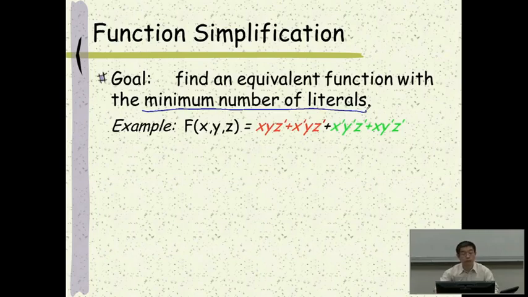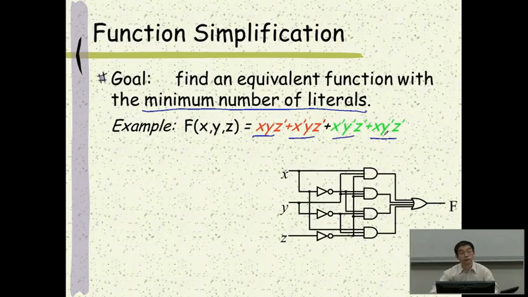So for example, I have this function f on 3 variables x, y, z, and it is the sum of 4 terms. And from the definition, I can implement this function using basic logical gates. The inverters give me all these complements. And then 4 AND gates create these 4 terms. And then finally, the OR gate adds them up together.